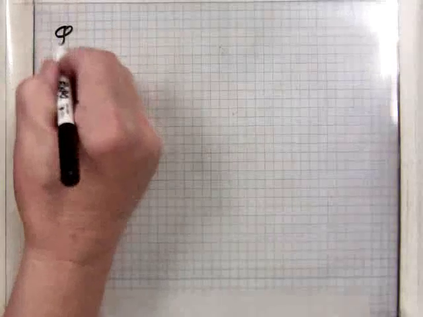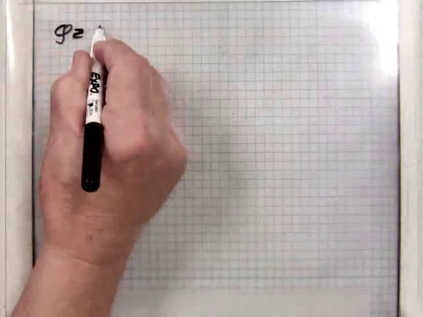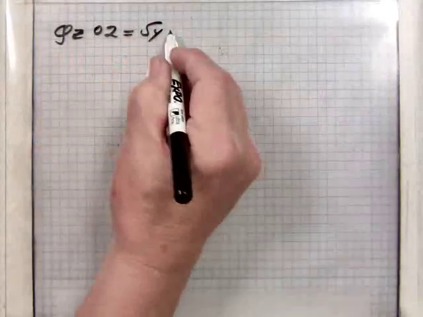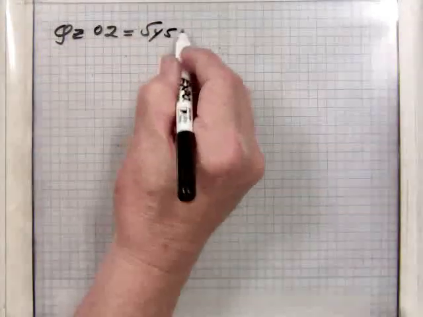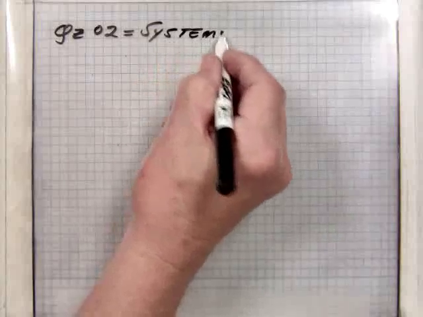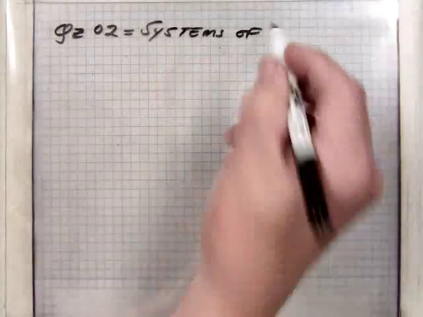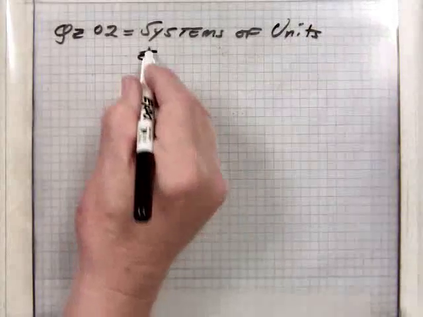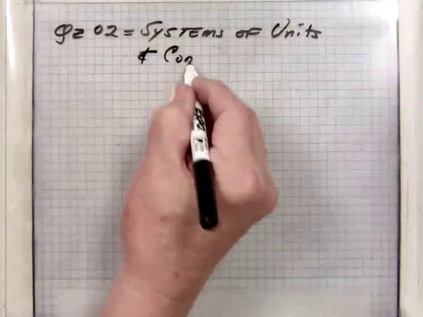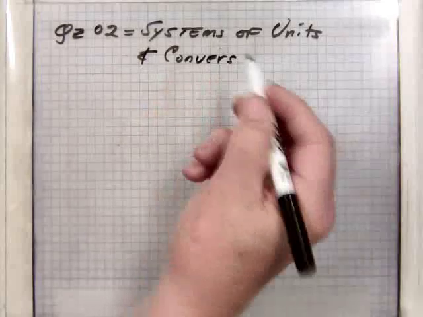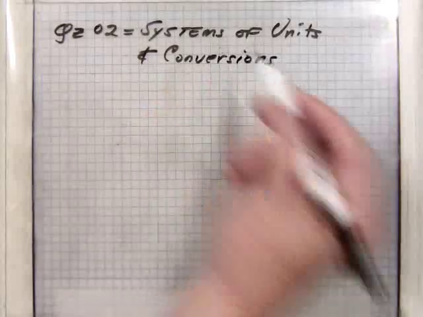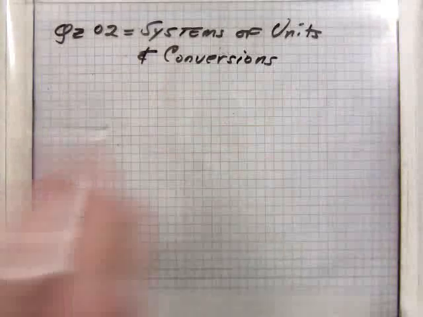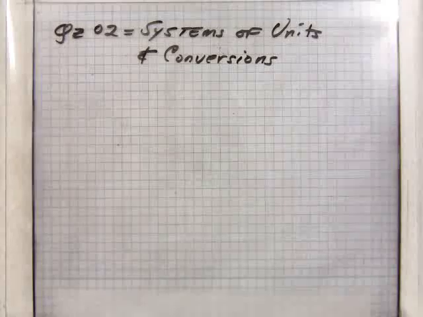So using this as Qz02, call it systems of units and conversions. We are talking about systems of units, which in our case is the English and the metric.